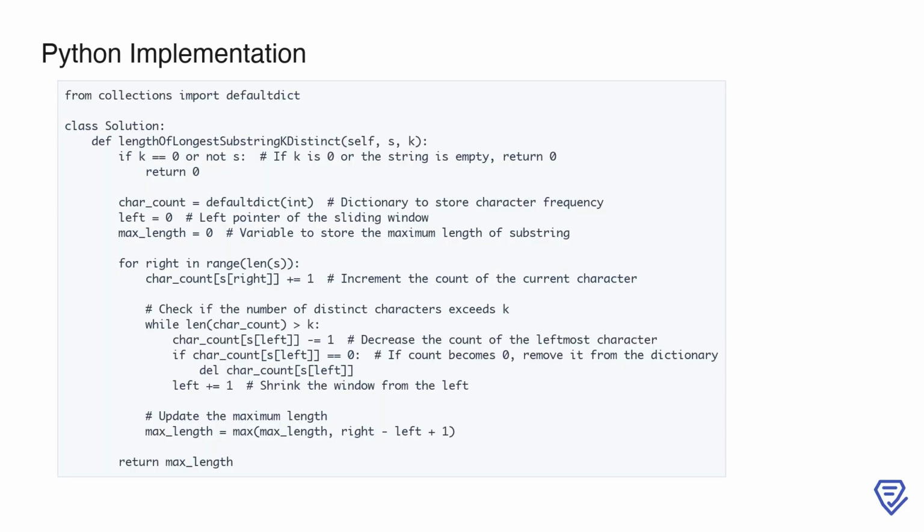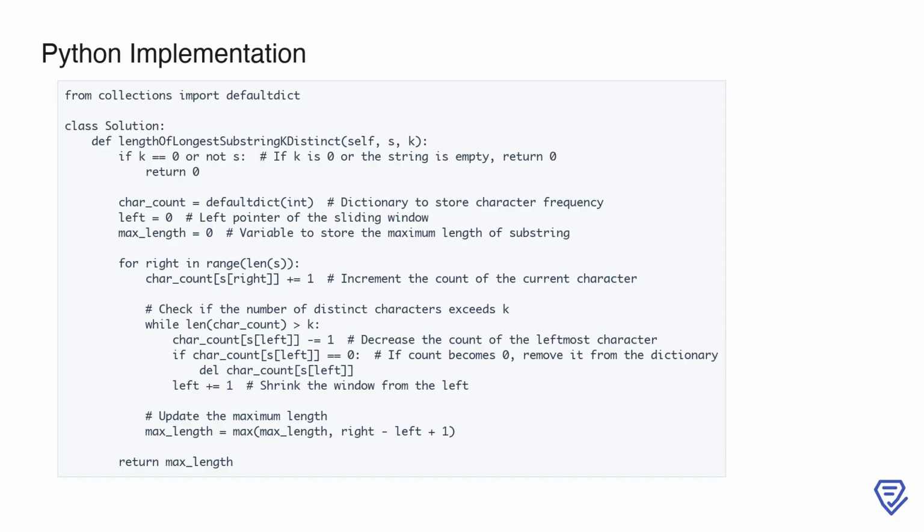The code solves the problem of finding the longest substring with at most k distinct characters using the sliding window technique. The function length_of_longest_substring_k_distinct takes a string s and an integer k as input. If k is 0 or the string is empty, it returns 0 immediately since no valid substrings can exist. A dictionary char_count is used to keep track of the frequency of characters within the current sliding window.